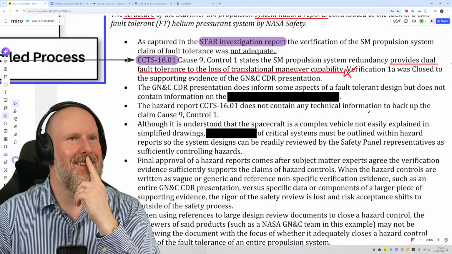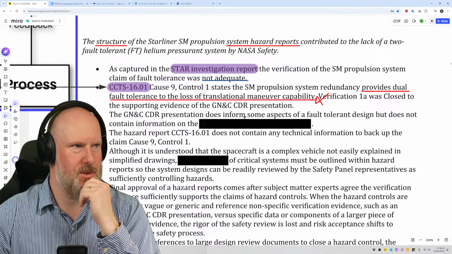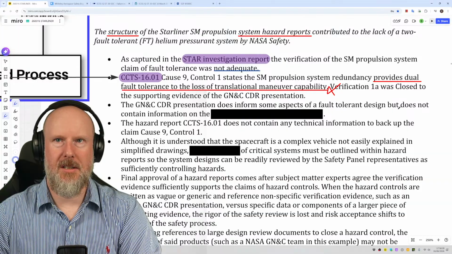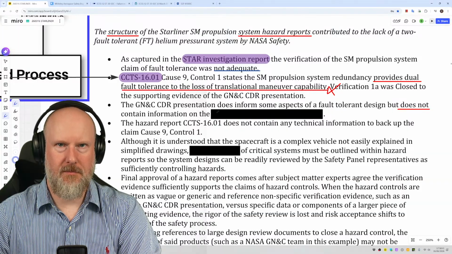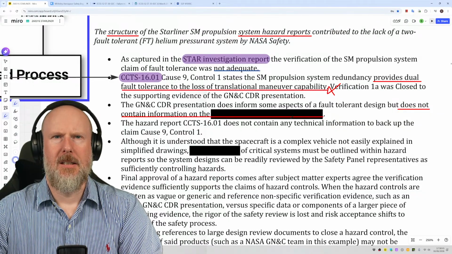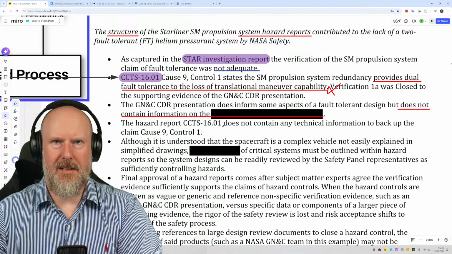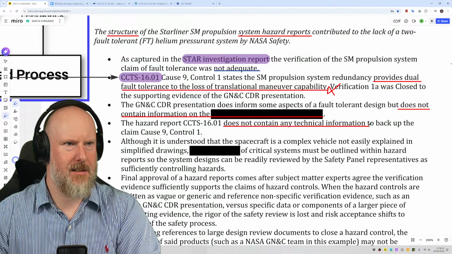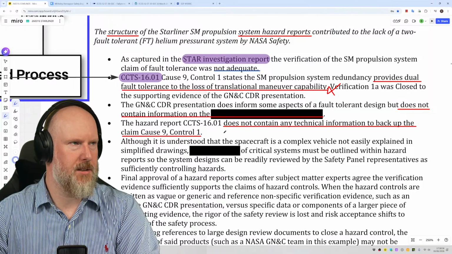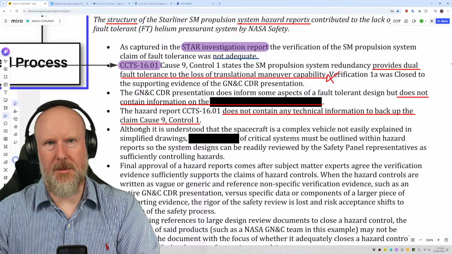Right, where are we? So the guidance, navigation and control CDR presentation does inform some aspects of fault-tolerant design, but does not contain information on the specific details. The hazard report CCTS 1601 does not contain any technical information to back up the claim, cause 9, control 1. But it might not be intended to do.